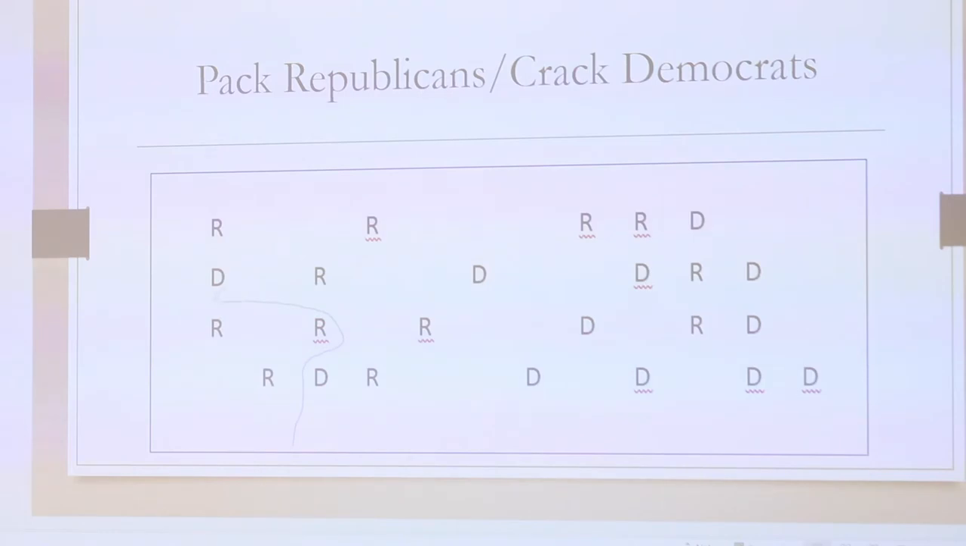Okay, so pack Republicans. We need three Republicans in this district, and then crack some Democratic districts, which means you get two D's and an R. Okay, there's a D, there's an R, so maybe you need to come up here and catch that D right there. And then let's crack one more. Let's see, there's a D and an R, so I can crack that one there. That looks like a good place to pack Republicans, which I need to do, so I'm gonna pack those Republicans right there. And that should make it fairly easy for me to now crack the rest of these districts as Democrat.